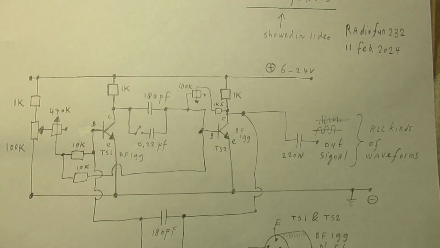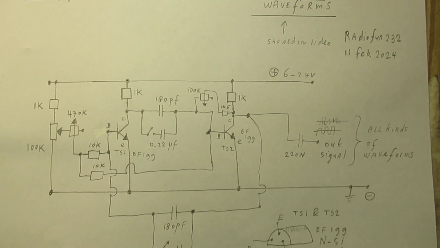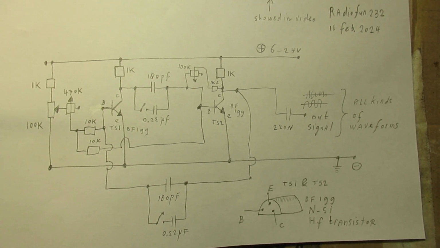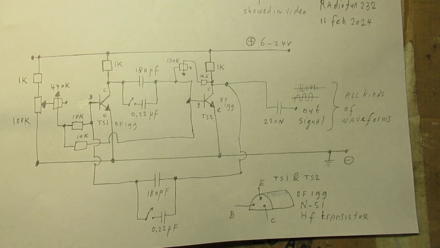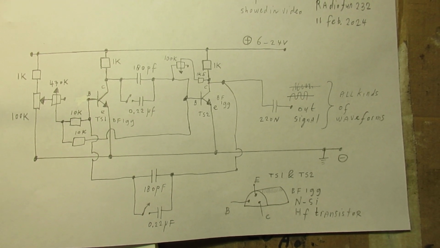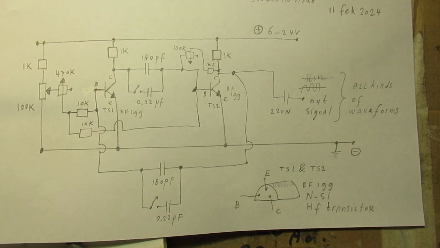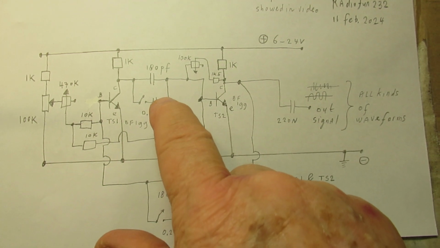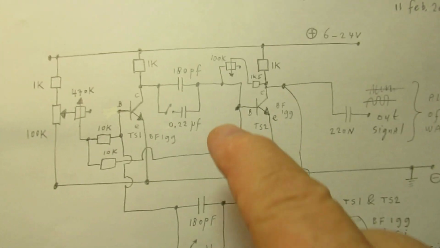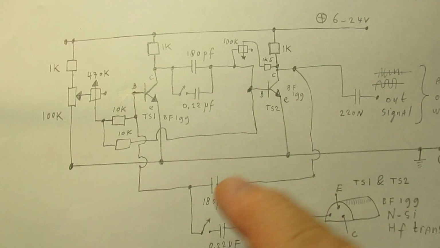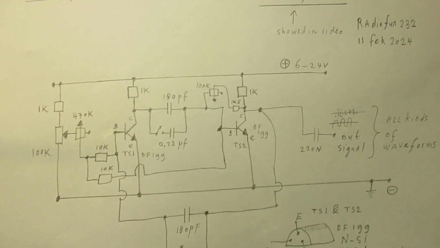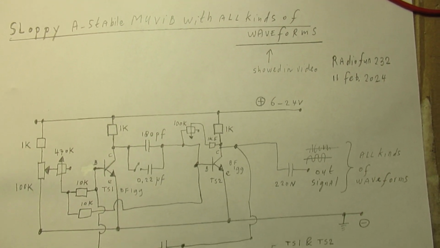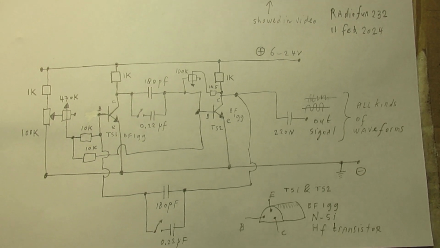And here is the schematic. Because I wanted to get to high frequencies, I used the BF199 silicon NPN silicon high frequency transistor. Schematic is here. And at first I have connected two capacitors of 180 picofarad trying to get to the highest frequency. Anyway, we will look on the scope what that all meant.